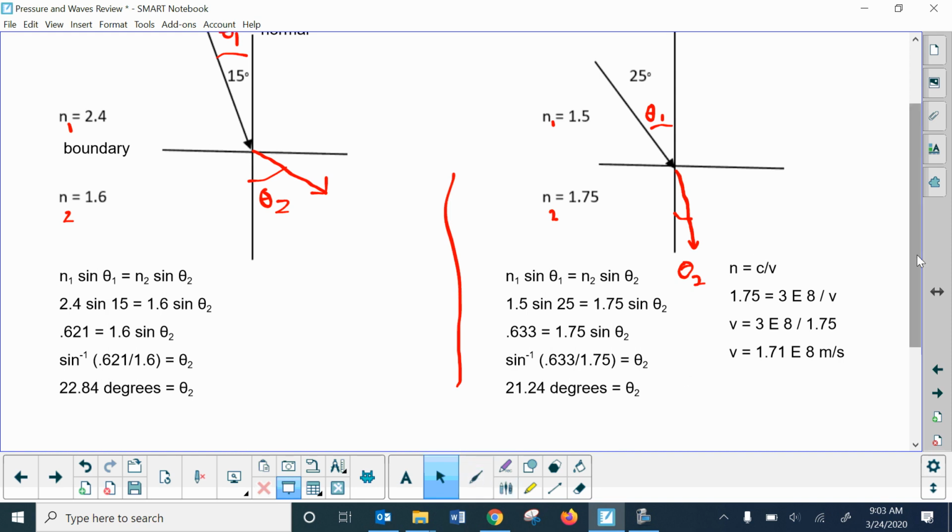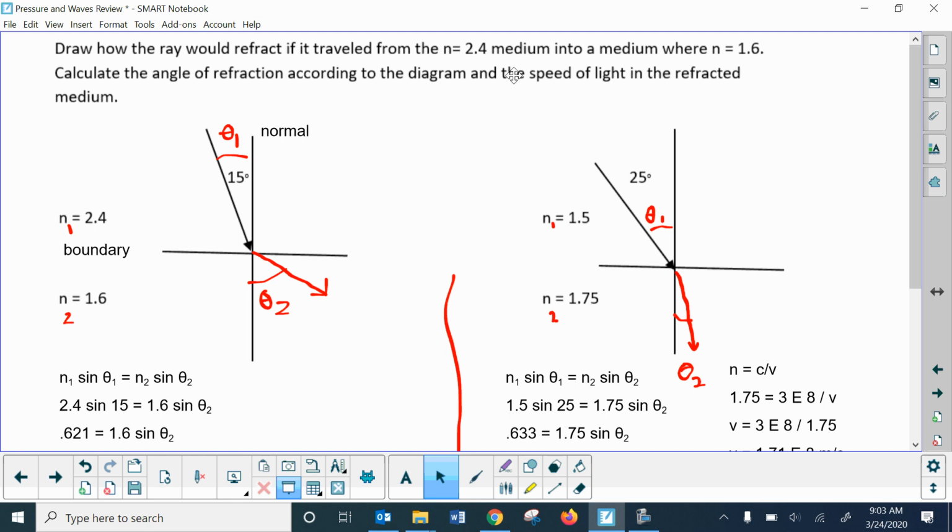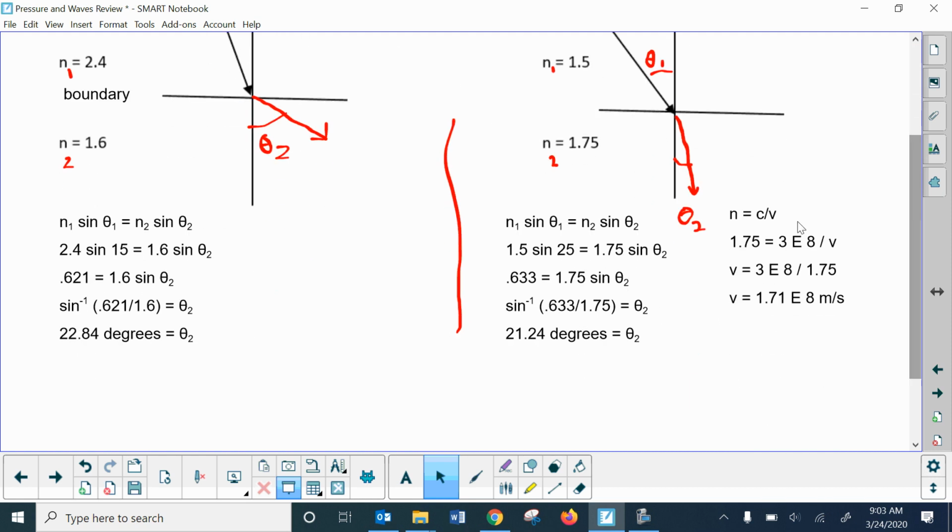The last part of these problems, if I come back up, it says calculate the speed of light in the refracted medium. So the refracted medium is what it's going into. So you're just using n equals c over v, and you're going to solve for v. So it's really c divided by n. So 3 times 10 to the 8th, that's the speed of light in a vacuum, you're going to divide it by the 1.75 over here, and you get 1.71 times 10 to the 8th.